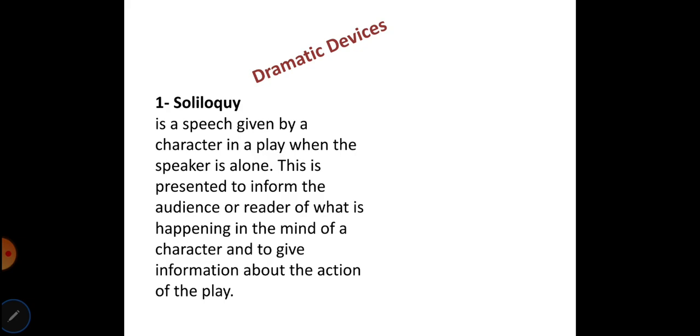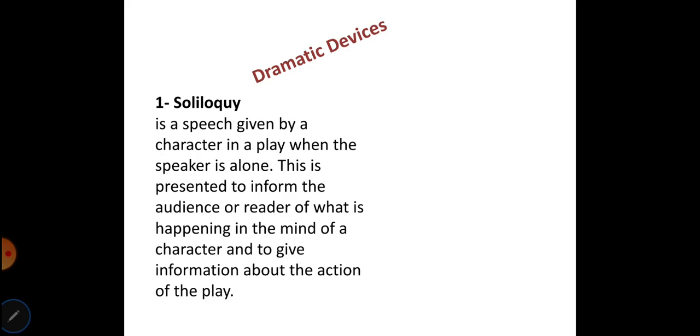As we start reading Oedipus the King, I think we will come across some dramatic devices. I will explain them as the need arises. But right now, I just thought of these two things which are used in drama. The first dramatic technique is soliloquy. It is a speech given by the character in a play when the speaker is alone.